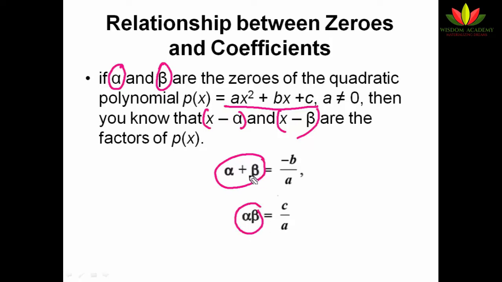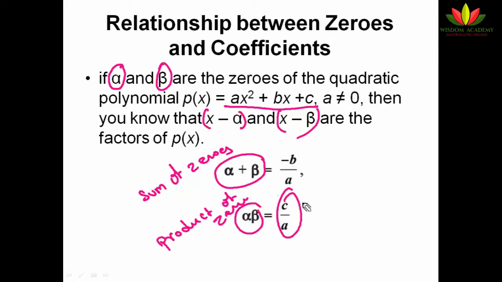The formula for this: alpha plus beta, that is the sum of roots, or sum of zeros otherwise, is going to be minus b by a, and the product of zeros is going to be c by a. The product of zeros is going to be c by a.